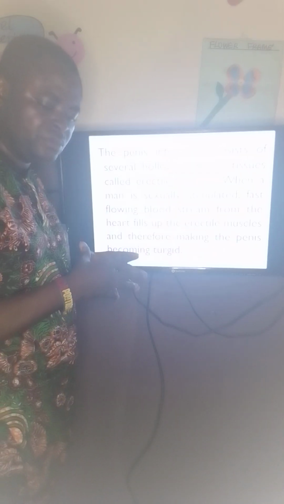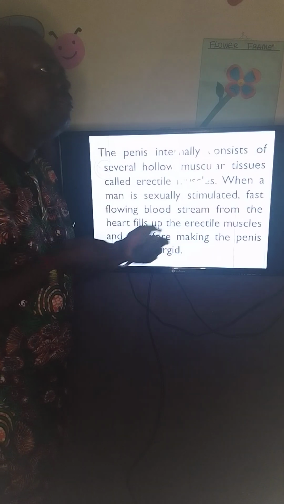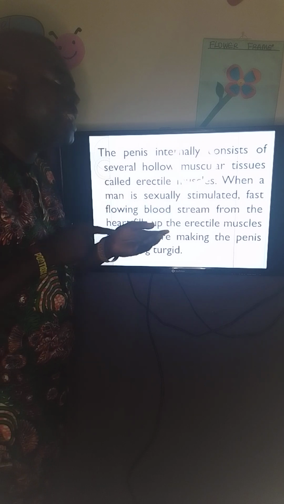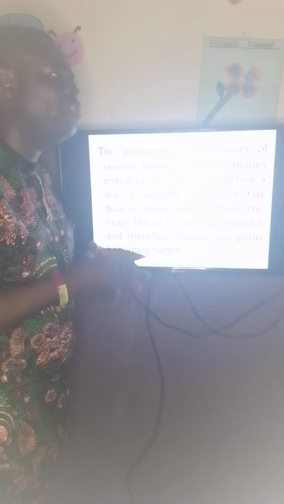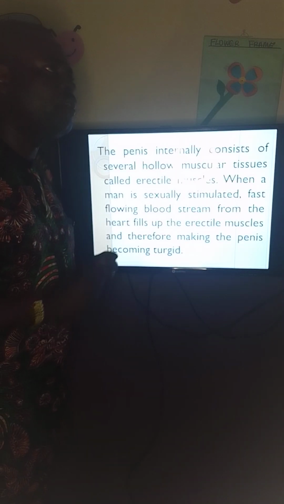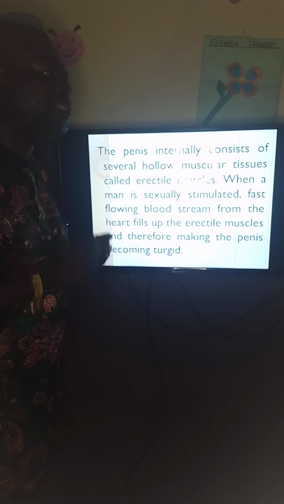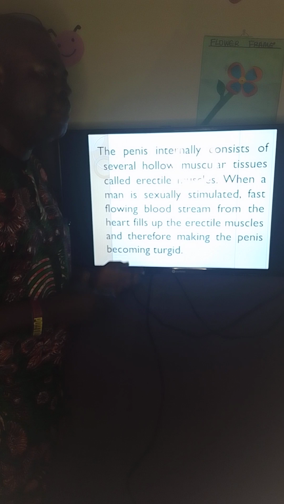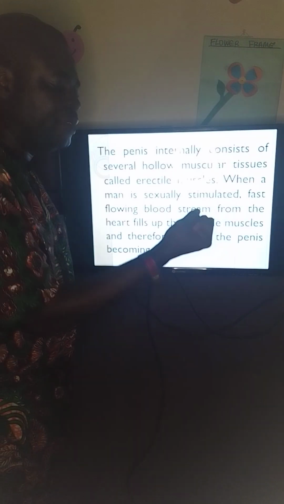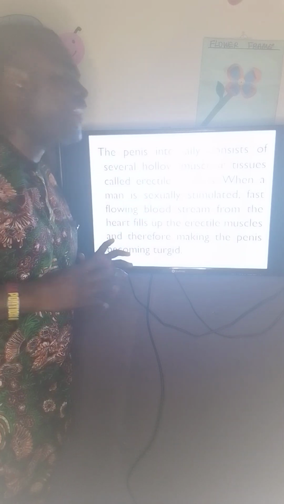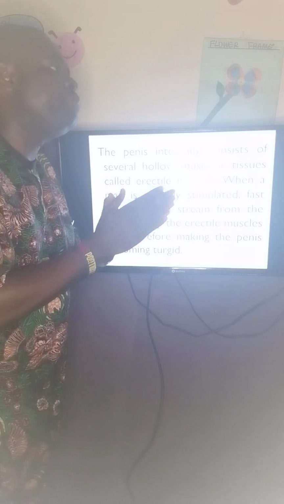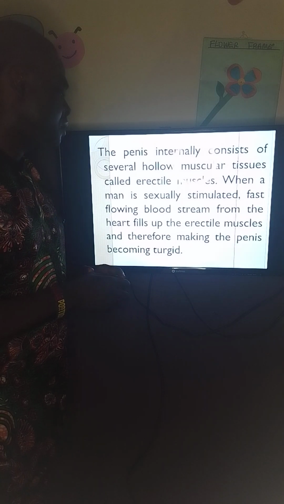Now, the internal part of the penis consists of some specialized muscles called erectile muscles that have holes, they are pipes, they are elastic. So when a male is sexually stimulated, one hormone called adrenaline will be secreted. This adrenaline will make the blood vessels become constricted, become narrow. Just take a look: if you are working at a car wash and you hold the pipe that delivers water at the middle and press it, you will discover that water will splash faster at the end. That is what is happening here. The blood vessels will be constricted and fast flowing blood will rush into the erectile muscle of the penis and make the penis become turgid. So take note of that.